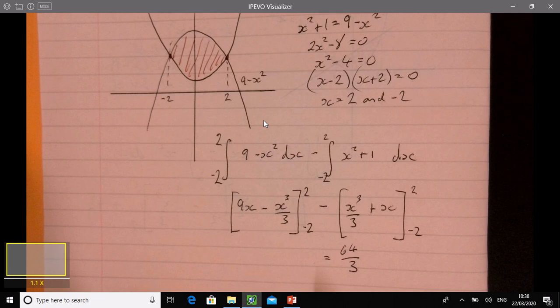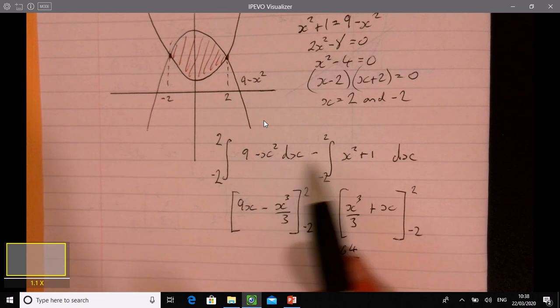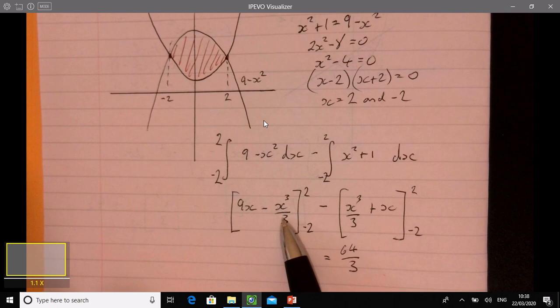Okay, remember you could do this on your calculator if you're super confident about integrating these. That's alright, but keep practicing. I do want to at least see this step just here.